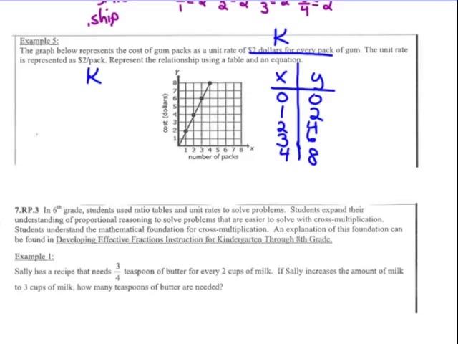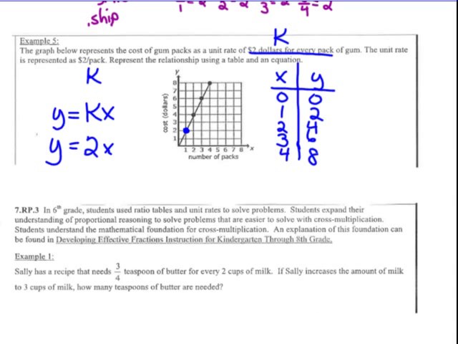So my Y equals KX is my equation. When Y is $2, this point right here, there's my constant of proportionality. When my cost is $2, it's $2 per pack. That's my constant of proportionality. It's going up by 2. So my constant is 2. So Y equals 2X. Just put your constant of proportionality into the equation.